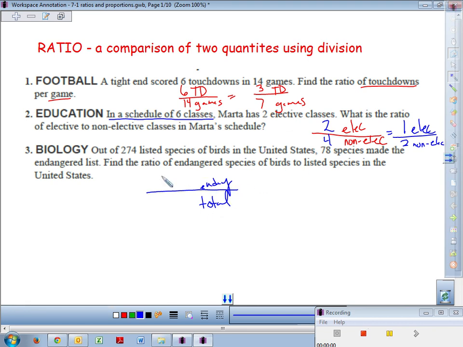So there was definitely 78 endangered, and you don't need to do any subtracting and get a 196. It's 274 is the total number of species, and that will reduce to 39 endangered for every 137 total.